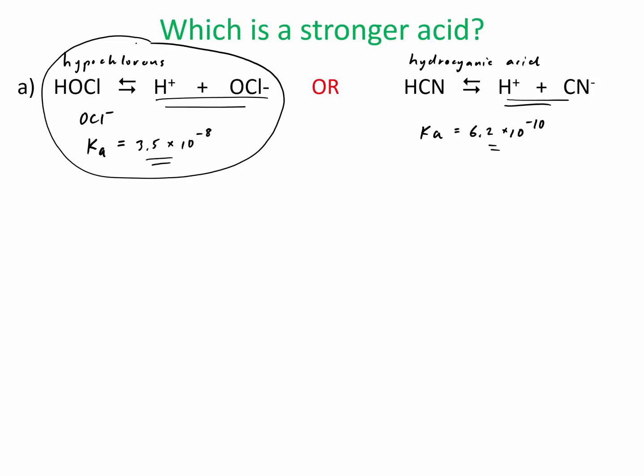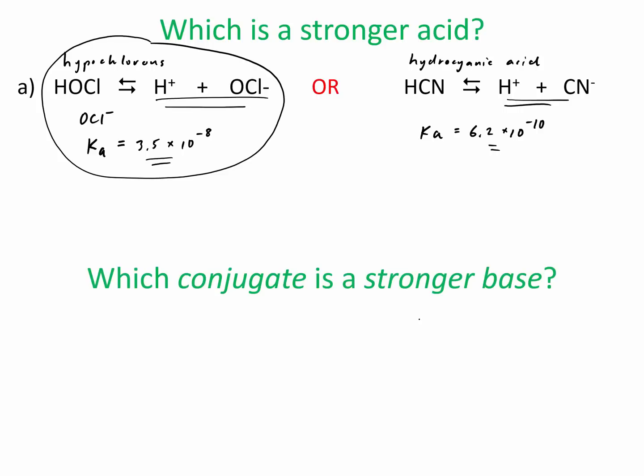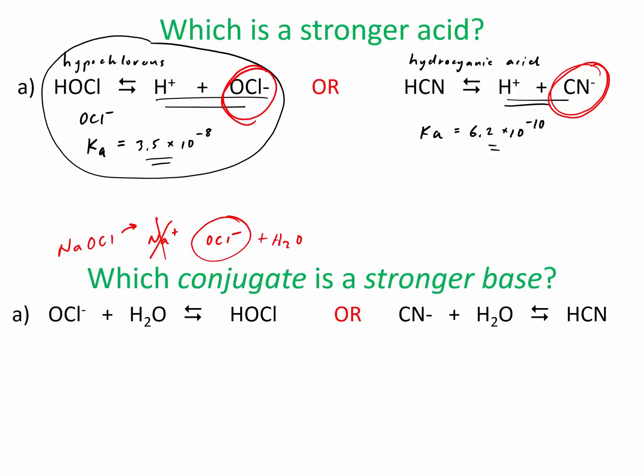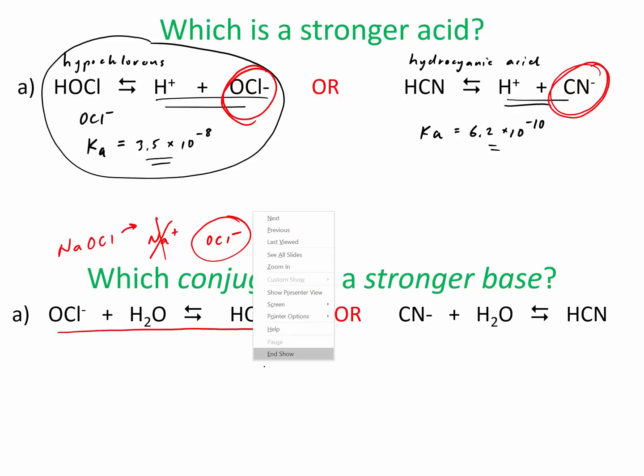Now for a more involved question: which conjugate is a stronger base? We're going to look at this versus this, and when they interact with water, not the hydronium ion, we're going to actually interact it with water. These are actually called salts. If you have NaOCl, sodium hypochlorite, this would immediately dissolve, so it's known to be fully soluble. The sodium is a spectator, and then the hypochlorite will go on to interact with water and do this reaction here. If we convert the Kb, we could do this.